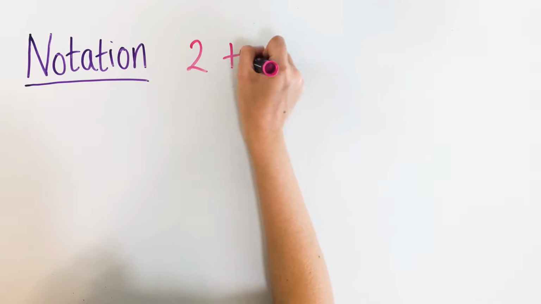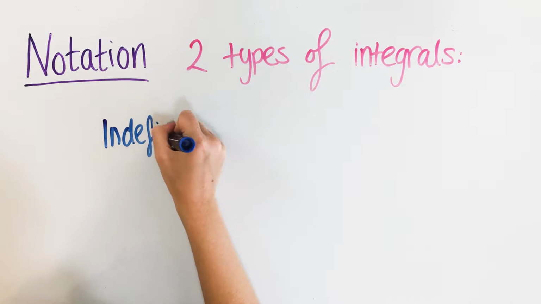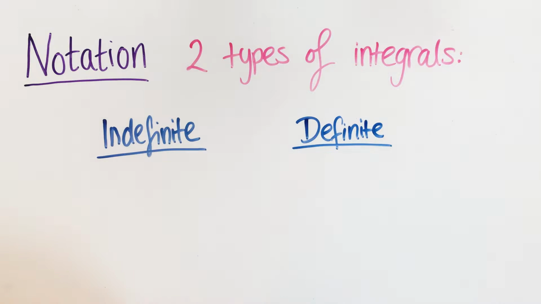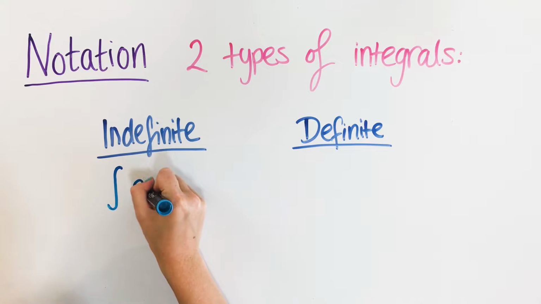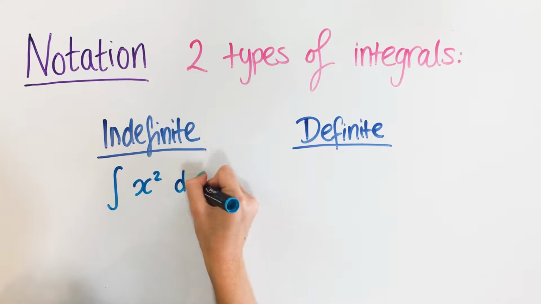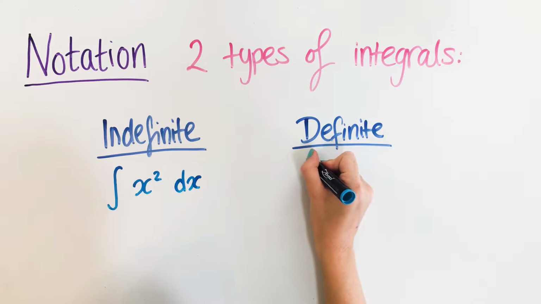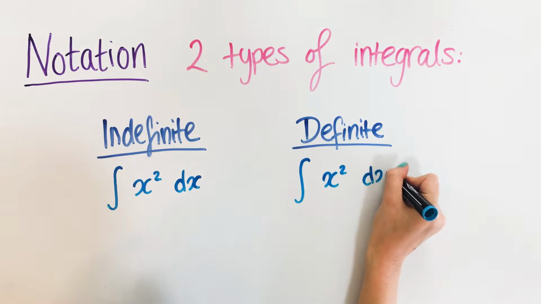It's also good to know that there are two different types of integrals. There are indefinite integrals and definite integrals. Indefinite integrals look like the example we just did. So they have the integral sign, a function, say x squared, and then dx after it. Definite integrals look very similar as well. They also have the integral sign, a function, and then dx.